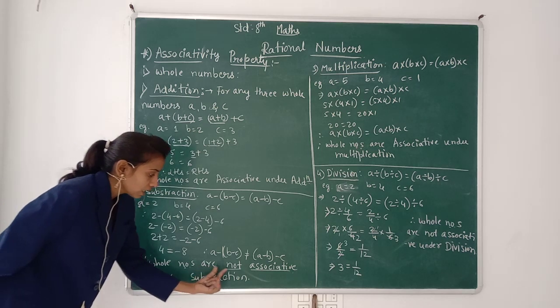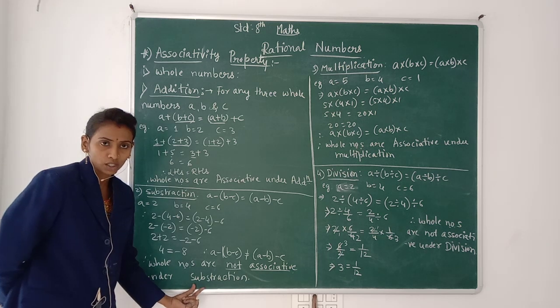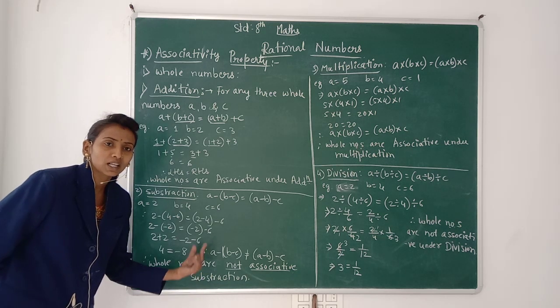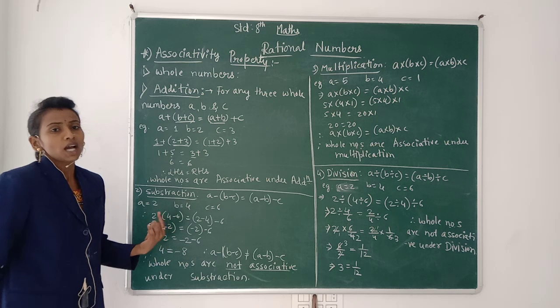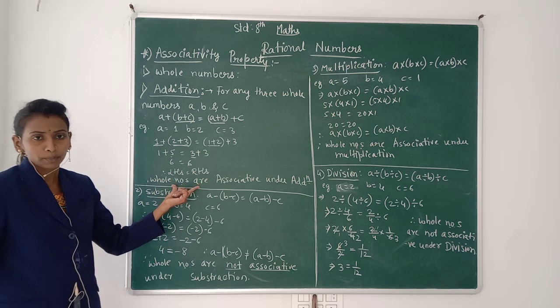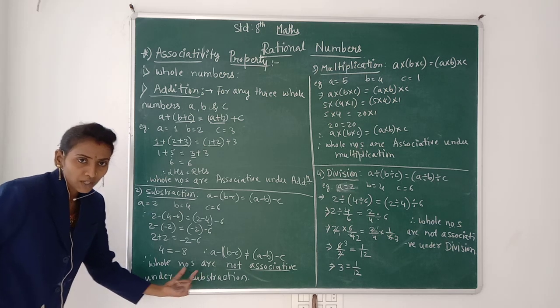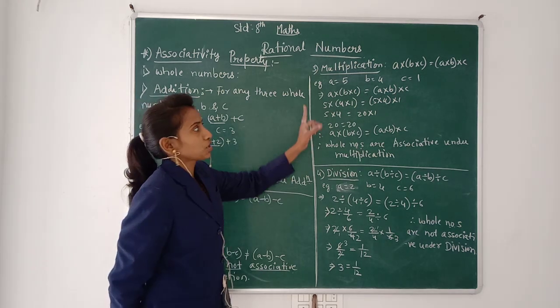Whole numbers are not associative under subtraction. They are associative under addition but not associative under subtraction. And also check for multiplication.